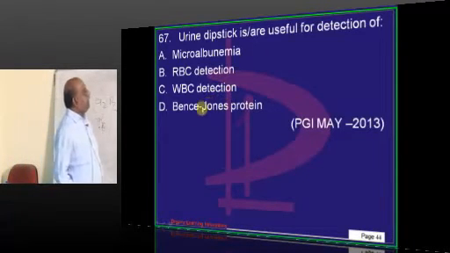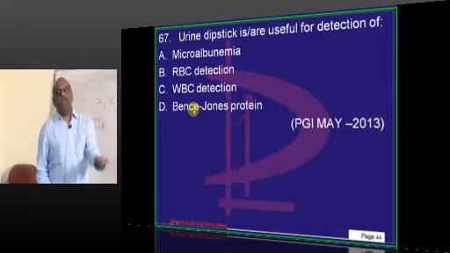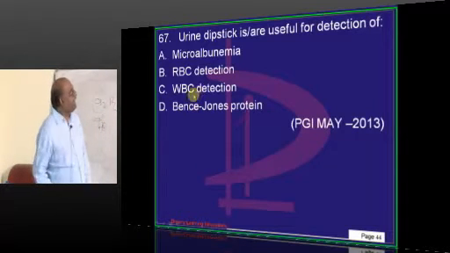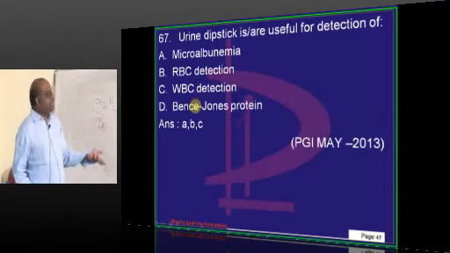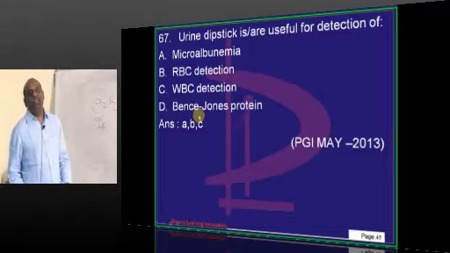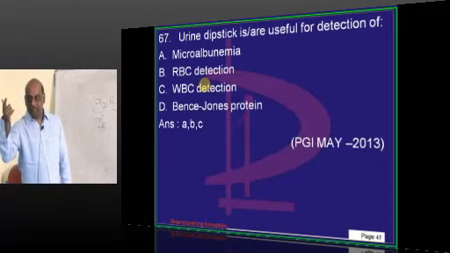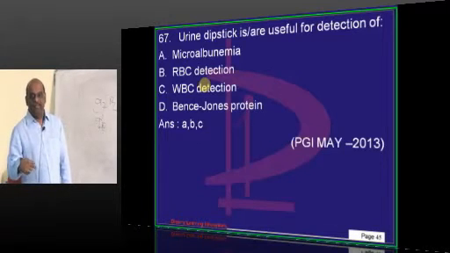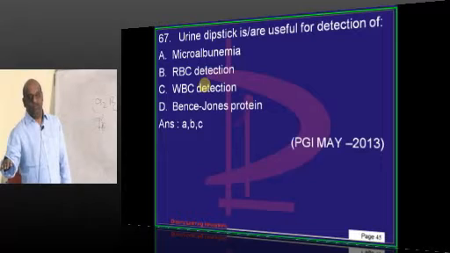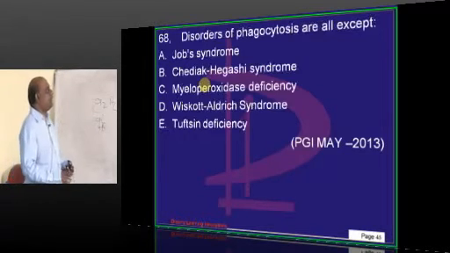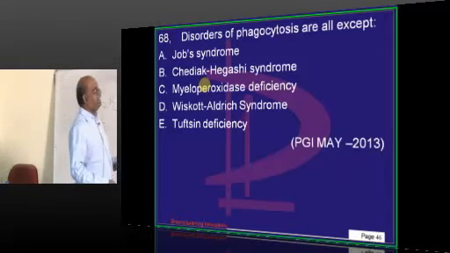Now doctor, urine dipstick cannot detect the Bence-Jones protein. It can detect microalbuminuria, RBCs, WBCs, etc., but not Bence-Jones. What kind of protein is Bence-Jones? If you heat it, it will become positive, and when you cool it, it will turn negative. Special feature of the Bence-Jones protein. You can't detect it using dipstick.